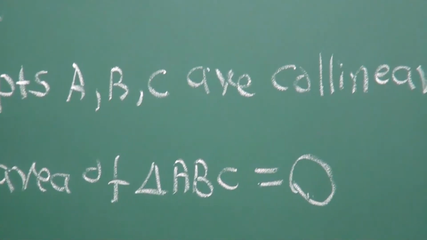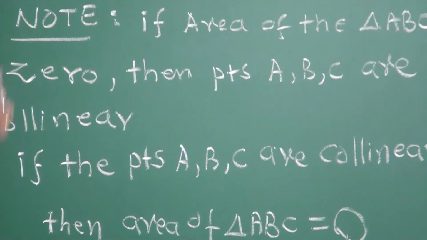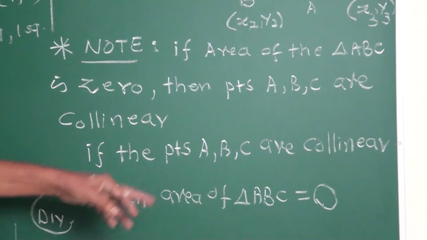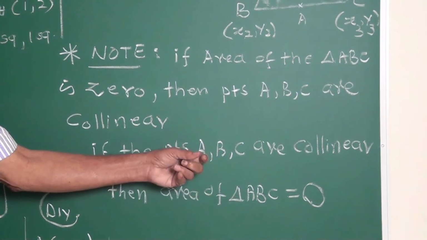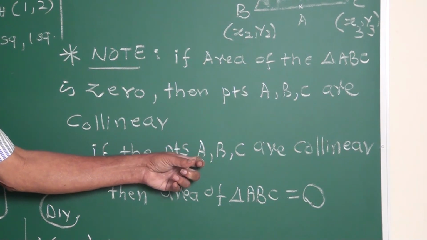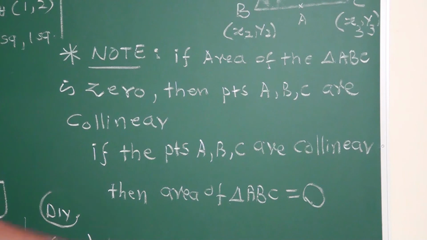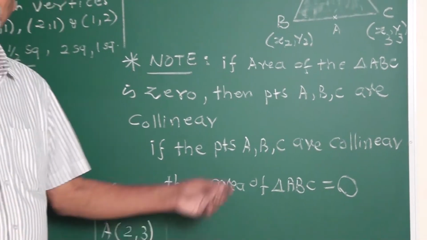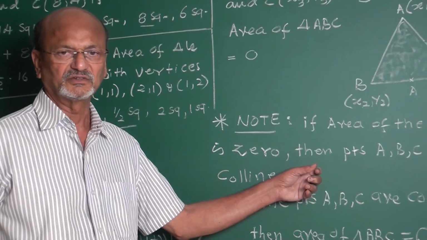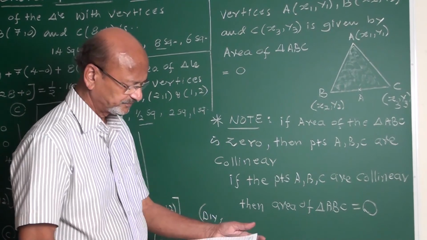Now I do some two, three examples based on this result, my friends. Collinear result. What is that? If the points are collinear, then the area of the triangle by these points is 0. Now I do some two or three examples on this result.